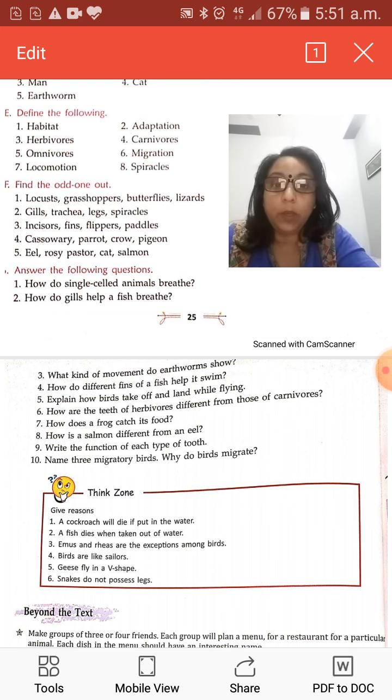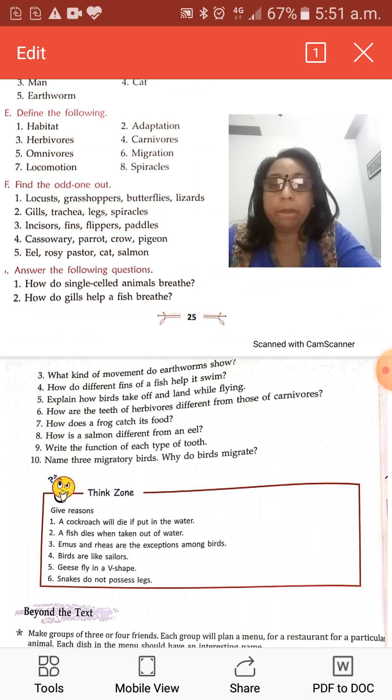Next is spiracles. Spiracles are the holes on the body of insects. If you have observed the body of any insect, on the sides of the body there are small holes, and these are the holes out of which an insect breathes. So spiracles help in breathing.